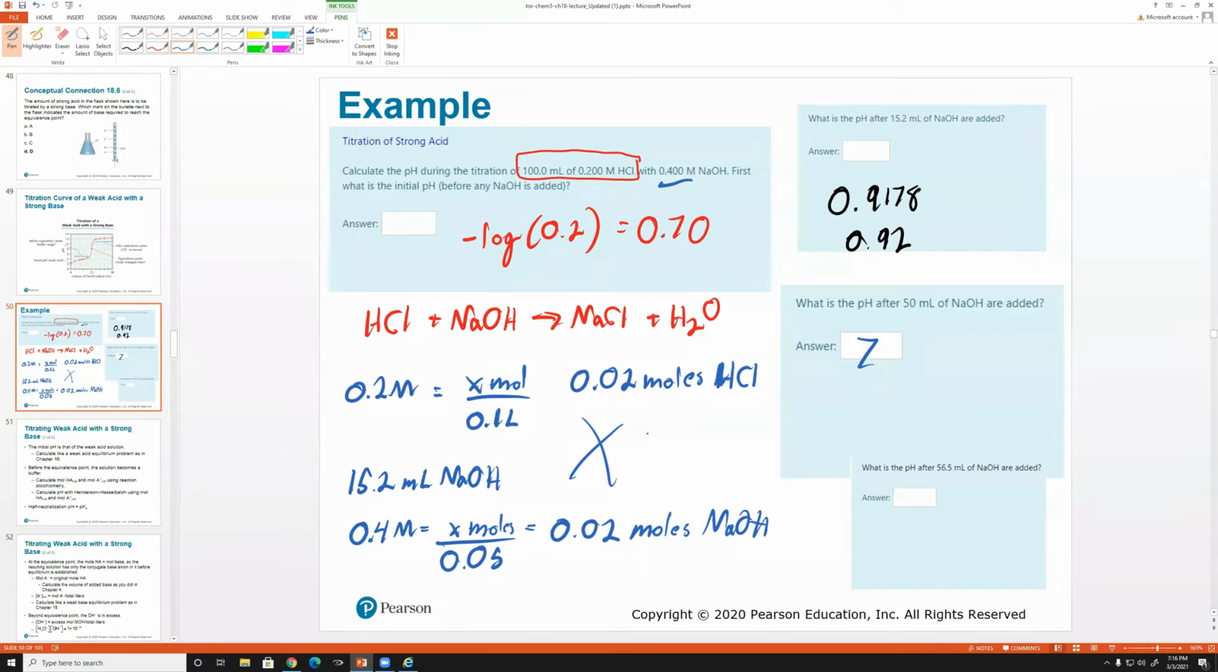Because if you remember, H plus times OH concentration equals 10 to the negative 14. That's going to come back today. And if they're equal, then we have a pH of 7, and we have a pOH of 7 as well. So that's what happens when we neutralize. It's not 8. 7 is the neutral point.